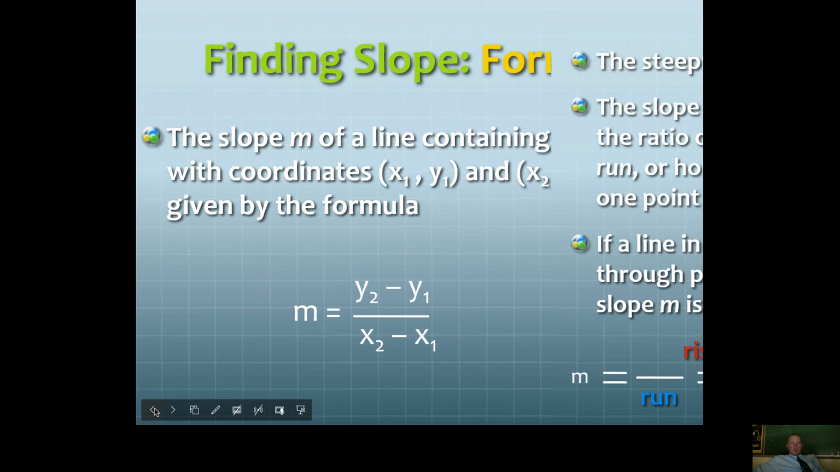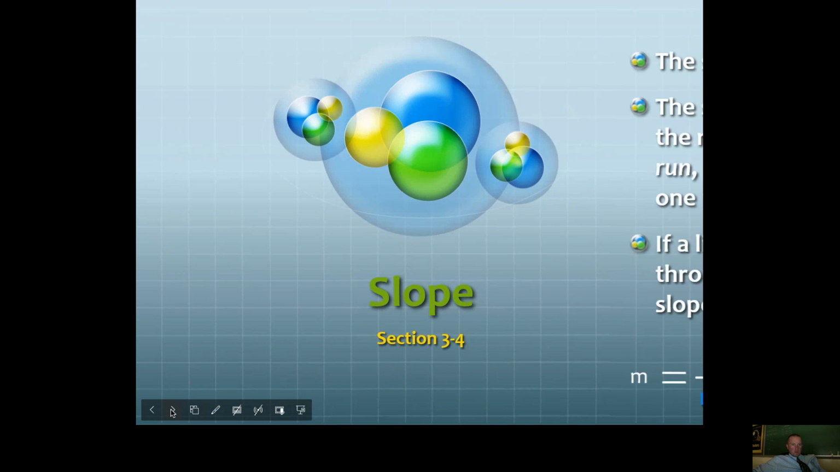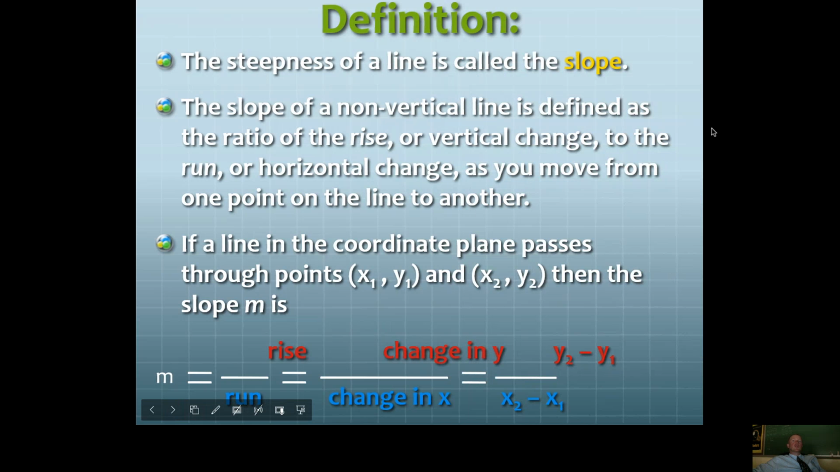This is going to be the first part of our lesson on section 3.4. It's on slope, which is not a new concept. You should know that slope is the steepness of a line, or the angle that the line is sitting. So the slope of a non-vertical line is defined as the ratio of the rise, or the vertical change, to the run, or the horizontal change, as you move from one point on the line to another.